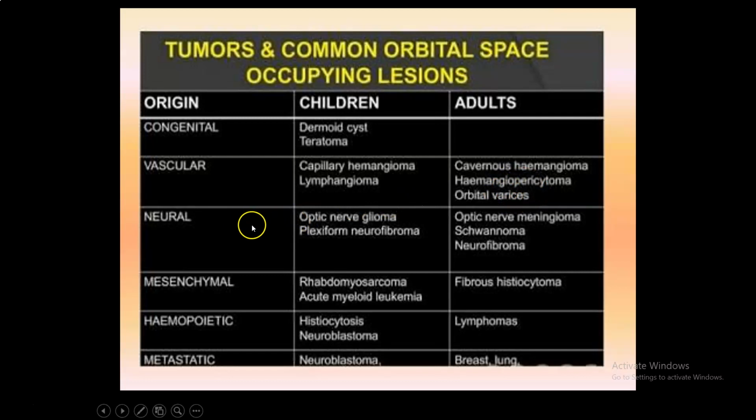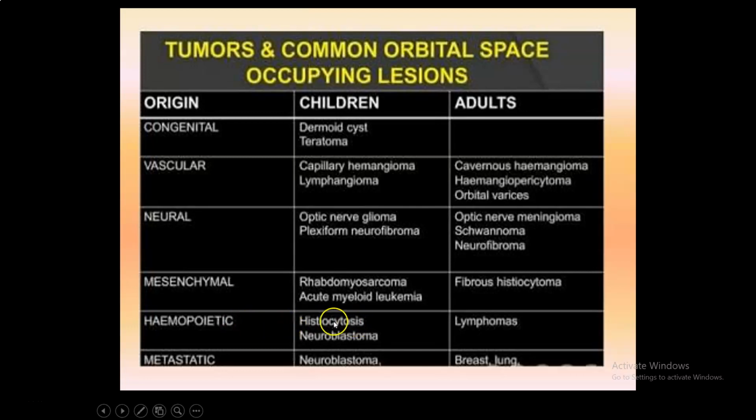The neural in children is the optic nerve glioma and the plexiform neurofibroma, part of the neurofibromatosis involving the skin. And in adults, when you talk about neural, you talk about optic nerve meningioma, schwannoma usually of the nasociliary nerve of the ophthalmic division of the trigeminal, or neurofibroma. Mesenchymal, we are dealing with the muscles. We talk about rhabdomyosarcoma, which is the commonest malignant tumor in children from the muscle, and acute myeloid leukemia. And mesenchymal in adults, we have fibrous histiocytoma, and we'll discuss it.